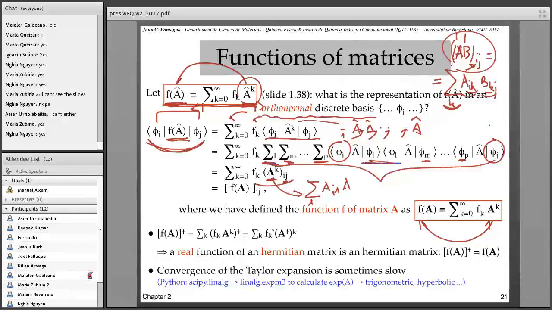Sorry. I am using the tools that you cannot see. Wait for a moment. Sorry.